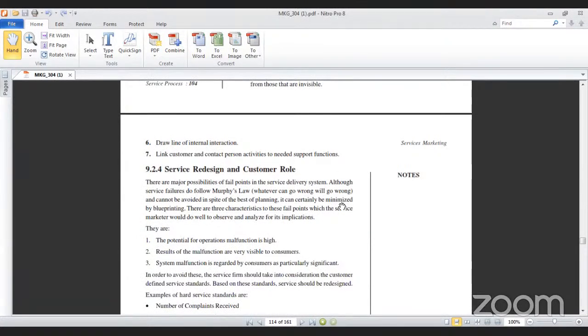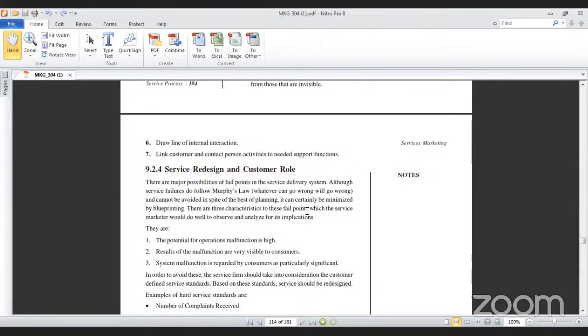Service redesign and customers' roles. First, there are major properties of fail points in the service delivery system. Although service failures do follow Murphy's law and cannot be avoided in spite of the best of planning, they can certainly be minimized by blueprinting.